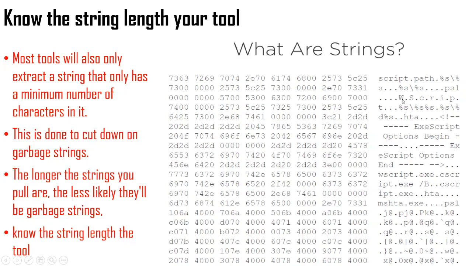Here we can say w dot s dot c dot r dot i dot p dot t. "Script" is there, so this is a string. Similarly, the e script option is there, end is there, and wscript.exe is there. So we can find a number of strings here. These are called strings, and they are represented in the hexadecimal format on the leftmost side.